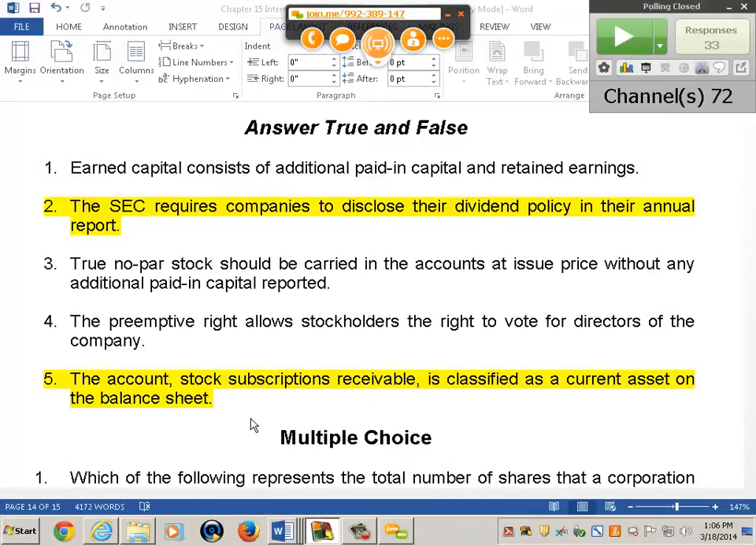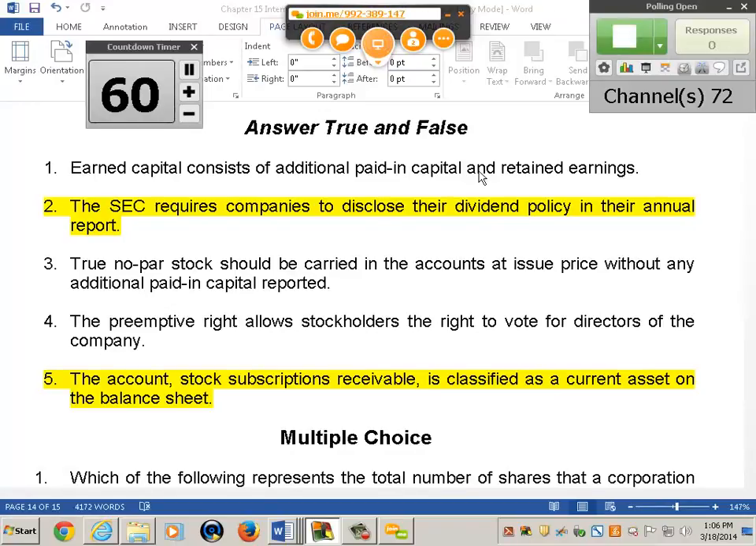The other ones, as I said, are pretty much more definitional, but this one is something that I may ask on an exam type question. So let's do number 5. Stock subscriptions receivable, classified as a current asset on the balance sheet. Okay. A is true, B is false.